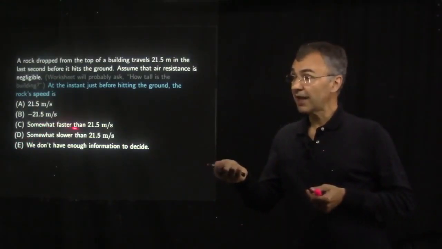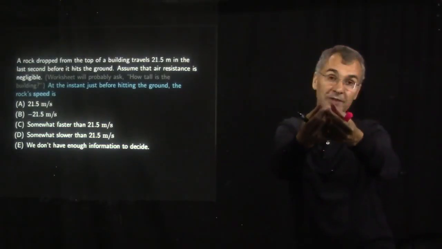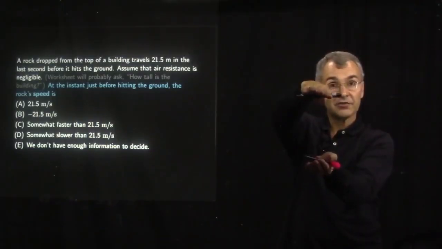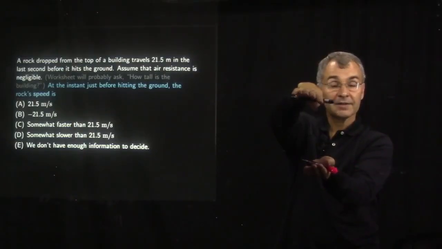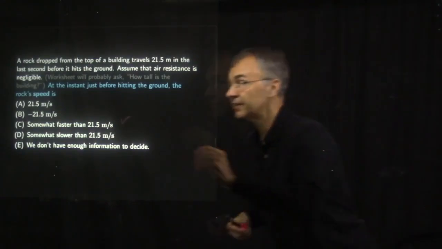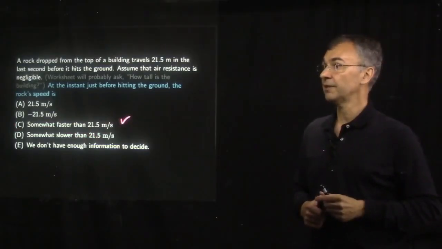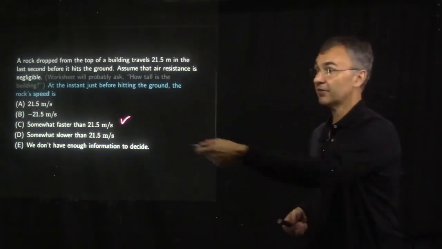I think it should be a little faster than 21.5 meters per second because as it falls downward, it's going to go downward faster and faster. If in this last interval its average velocity is 21.5 meters per second downward, then just before it hits the ground, it must be going a little faster than 21.5 meters per second. So I think it's C, Charlie. It's somewhat faster than 21.5 meters per second, the speed. By the way, the speed can't be negative, so you can rule out B because speed cannot be negative.